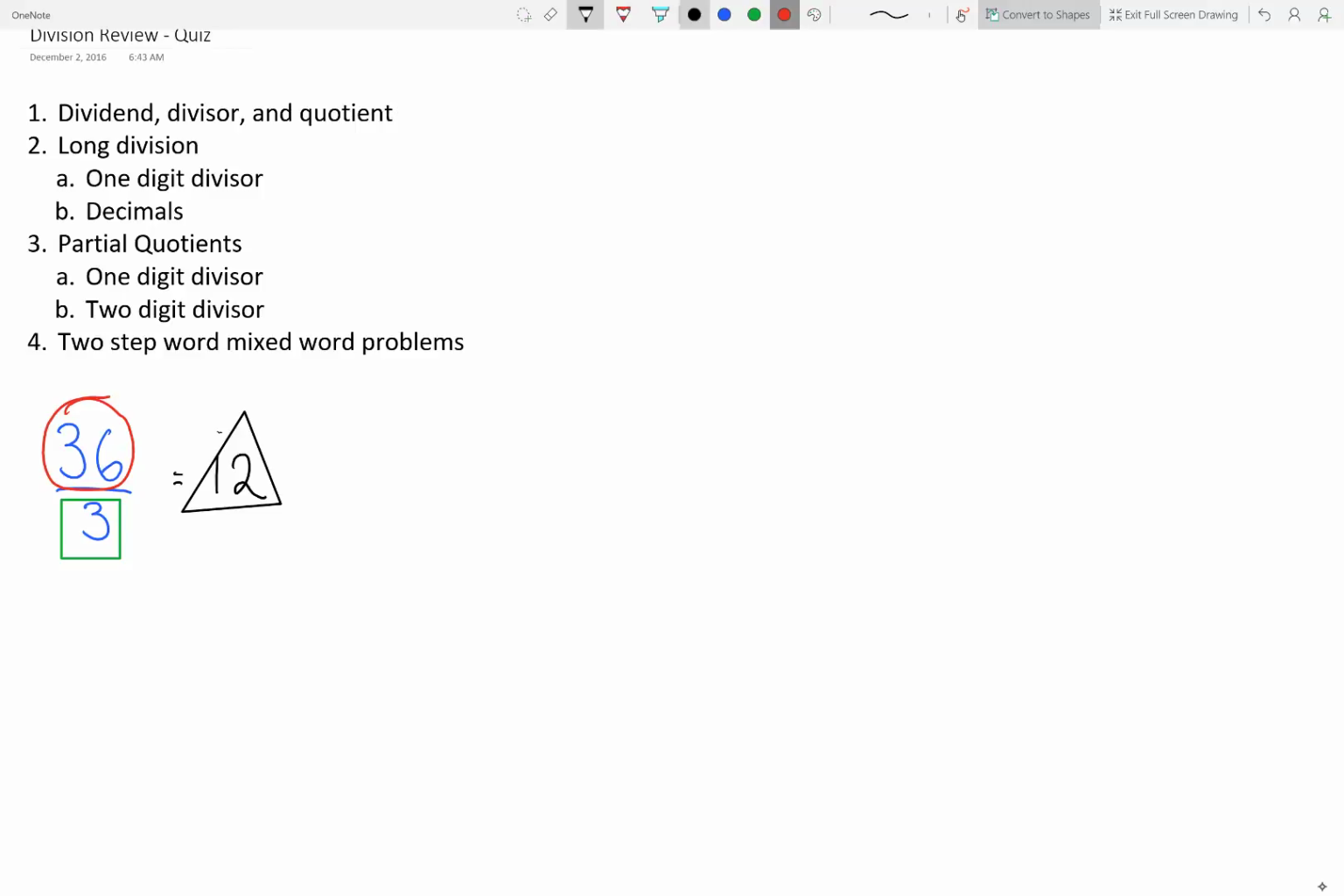So, once again, the number that is being divided, the red circle, is the dividend. The green square is the divisor, and your answer is the quotient. Now, like I was saying at the beginning, there are a few other ways that you could write this problem. Another way that you could write this problem would be 36 divided by 3 equals 12.